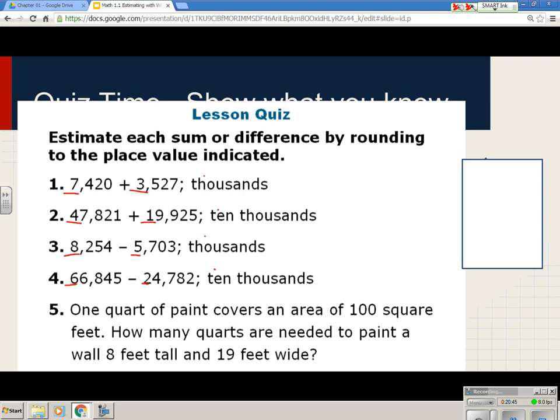Good luck finding those. And for number 5, it says 1 quart of paint covers an area of 100 square feet. How many quarts are needed to paint a wall that is 8 feet tall by 19 feet wide? Remember for this one, area equals length times width. Okay? You're going to need to know that to be able to figure out 8 times 19 or 2 compatible numbers. Okay? So how many quarts of paint are needed to fill a wall that big? Make an estimation, and you got to figure out how many quarts you're going to need, because every quart is going to be 100. It's going to be a tricky question.